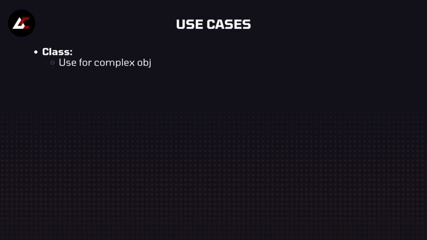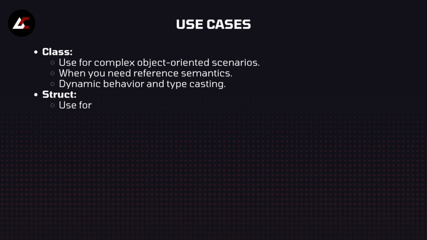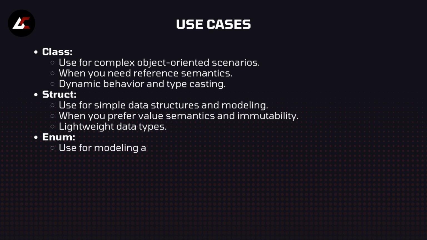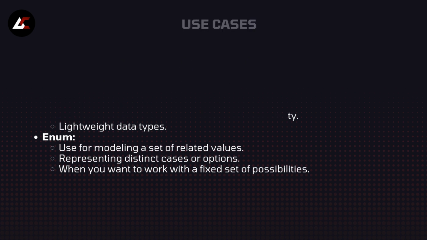Use cases. Classes are used for complex object-oriented scenarios when you need reference semantics, dynamic behavior, and typecasting. Structures are used for simple data structures and modeling when you prefer value semantics and immutability, as lightweight data types. Enums are used for modeling a set of related values representing cases or options when you want to work with a fixed set of possibilities.